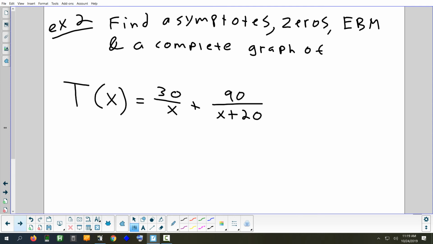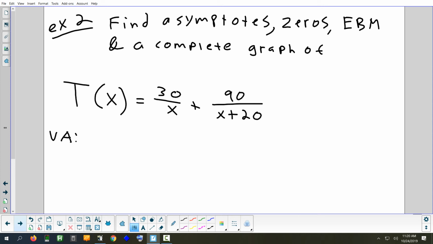Okay, so they want us to find asymptotes, zeros, EBM, and a complete graph. You're doing it on the calculator. All right, let's start with the vertical asymptotes. I think I just said those.